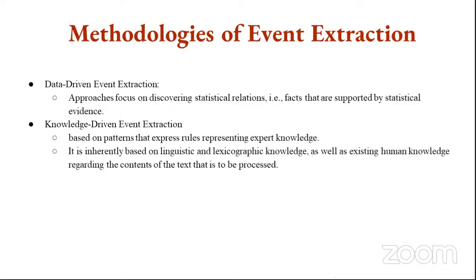And then there is the second one, which is called knowledge-driven event extraction. It is based on patterns that express rules representing expert knowledge. So we already know a particular event. So from our knowledge base, depending on the domain knowledge, we can find out a pattern that this should be a pattern of an event. And then that pattern can be used to search for new events. It is inherently based on linguistic and lexicographic knowledge, as well as existing human knowledge regarding the contents of the text that is to be processed. So these are the two methodologies of event extraction.